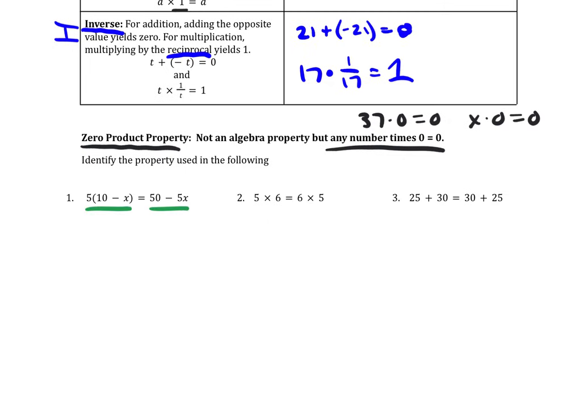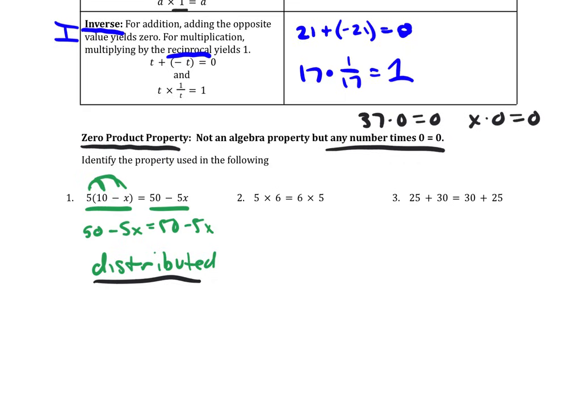What property shows up? So I go from 5 times 10 minus x equals 50 minus 5x. What I need to do is multiply this and this. So I'm going to go 50 minus 5x equals 50 minus 5x. So what did I do? I distributed through the property. That's my property, distributive property.